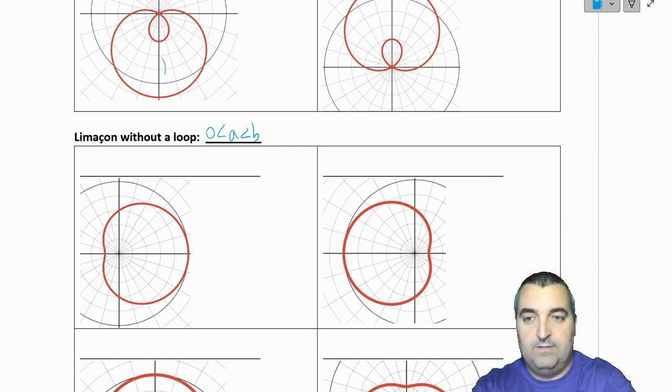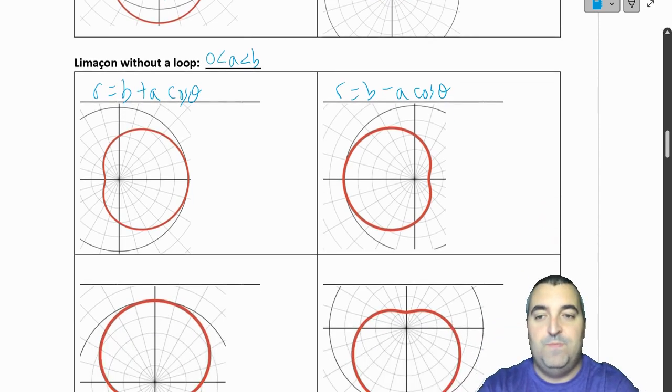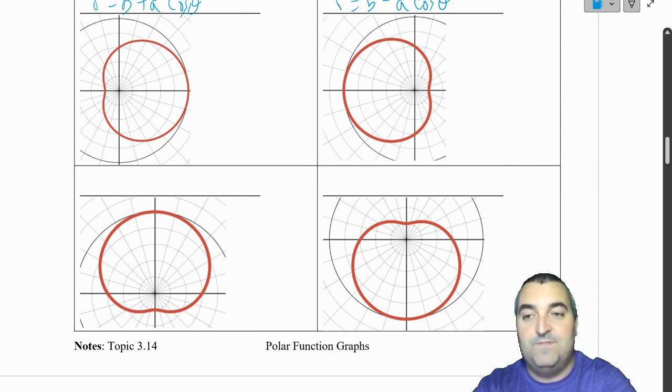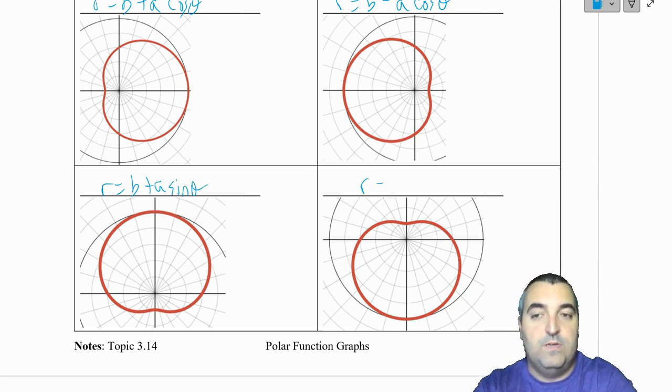So the top two are cosine, and it's going to be plus for the first one because most of it's on the right, but now it's B plus A cosine theta. So the bigger number is first, okay? And here it's B minus A cosine theta. Crazy idea, right? And then now these ones, ooh, we switched it up a little bit. We put the one that's more positive first. So we're going to say B plus A sine of theta. And then this one will be r equals B minus A sine of theta.